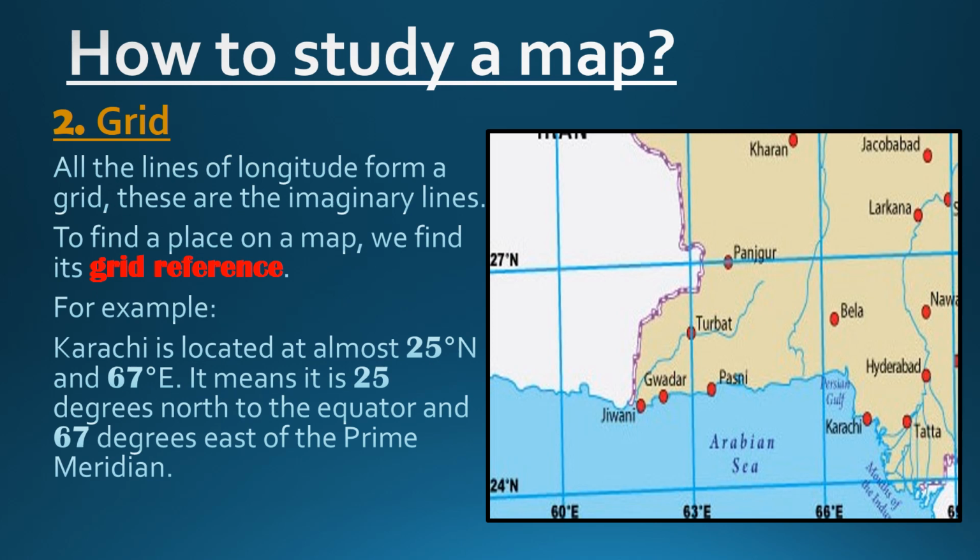The second way to study a map is through a grid. All the lines of longitude and latitude form a grid. These are imaginary lines. To find a place on a map, we find its grid reference. Can you find Karachi in this picture? Yes, here it is. Karachi is located at almost 25 degrees north and 67 degrees east. It means it is 25 degrees north of the equator and 67 degrees east of the prime meridian.